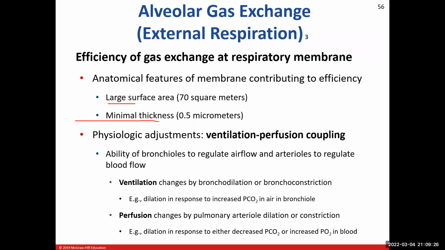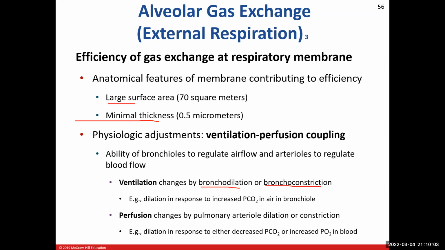So this brings us to our next concept of ventilation perfusion coupling. How do we functionally adjust the amount of perfusion and ventilation, the amount of airflow and blood flow, during our gas exchange? So ventilation has to do with airflow, and that is going to be affected by either bronchodilation or bronchoconstriction.